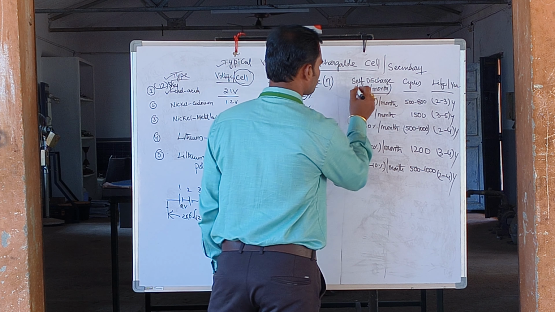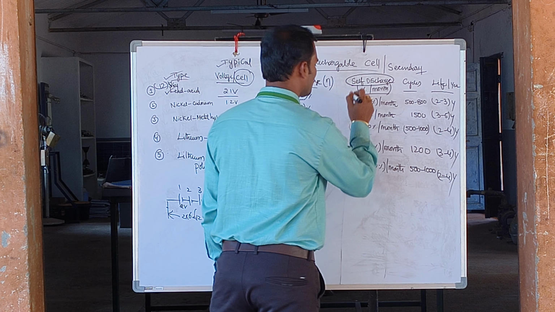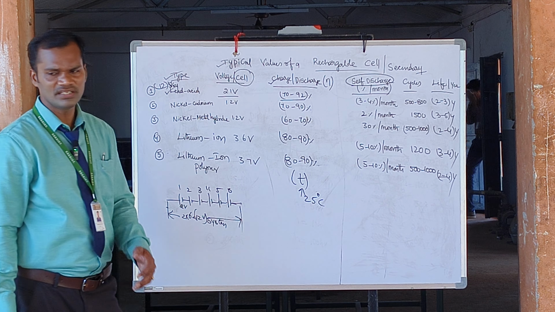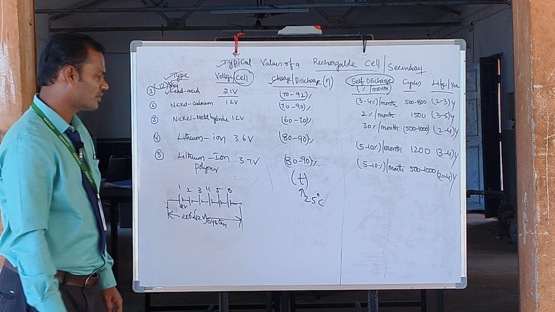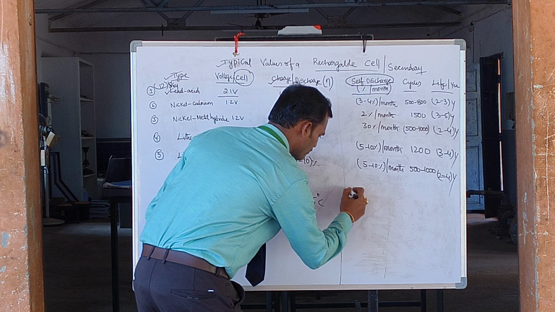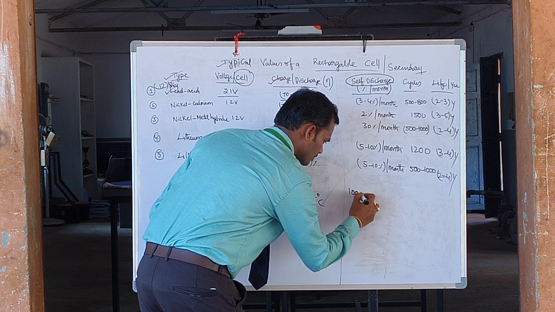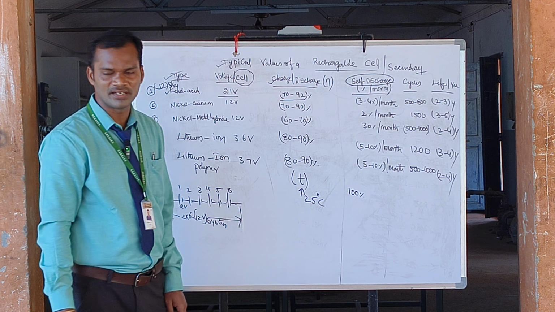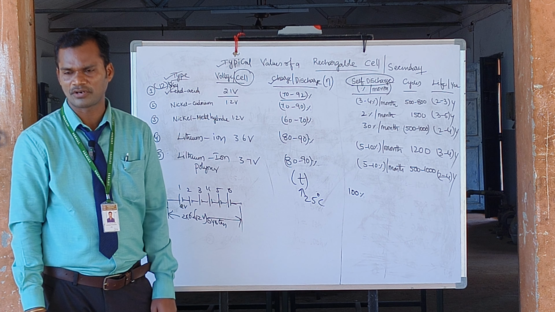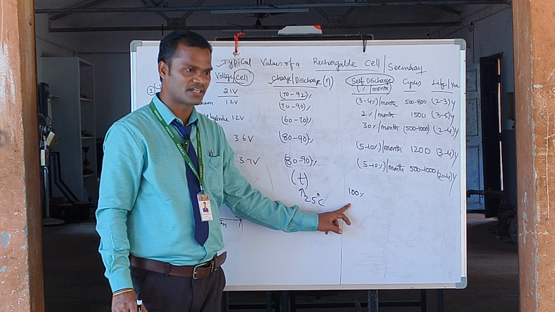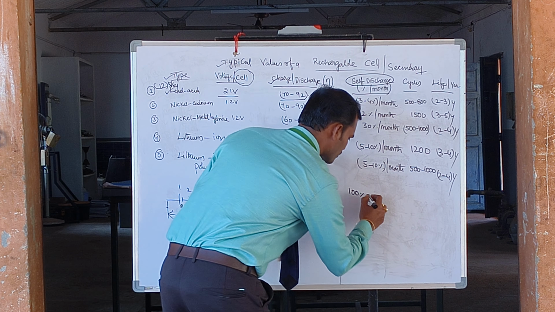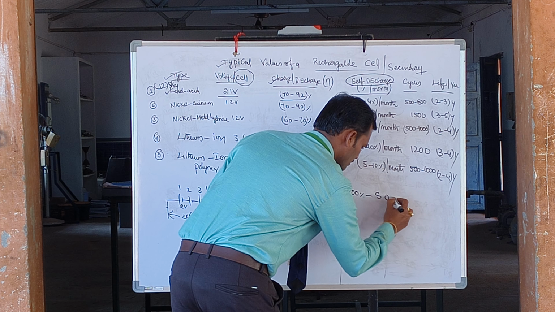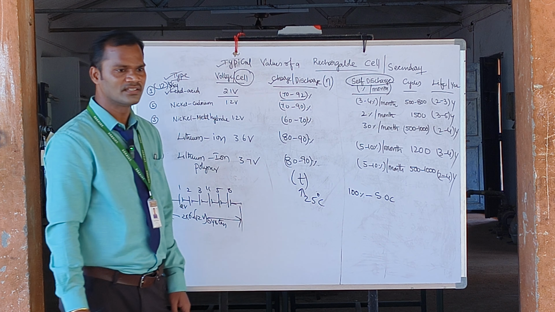Next, self discharge rate of a battery. Sir, what is meant by self discharge? Okay, for example, you are having a battery at 100%. I buy a new battery or new mobile, or you take the battery at your house, you are having 100%. This 100% is called the state of charge.